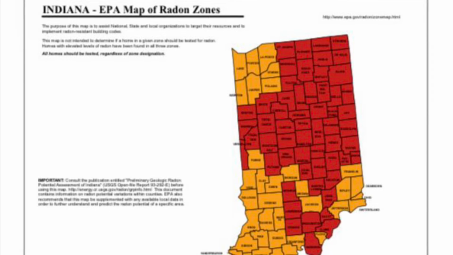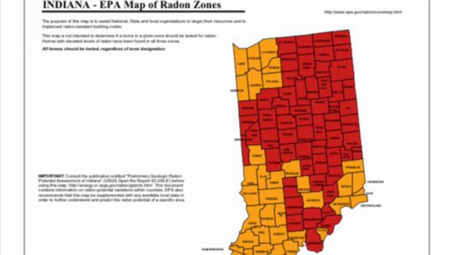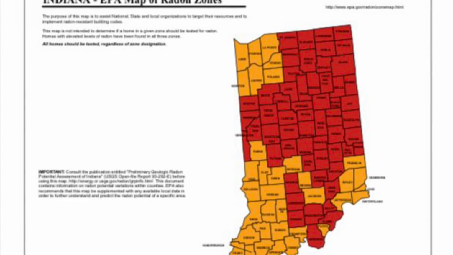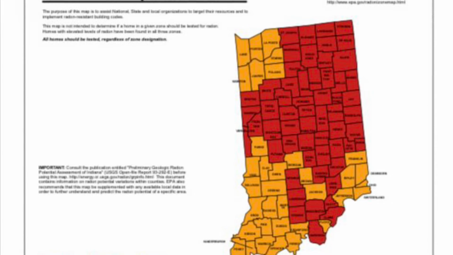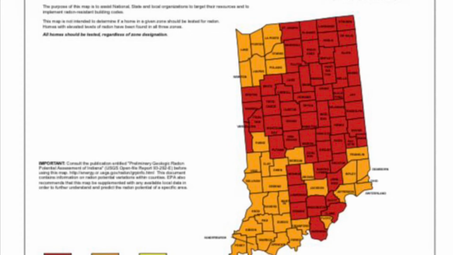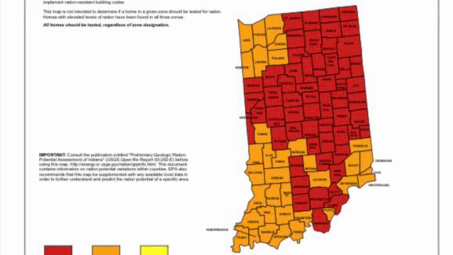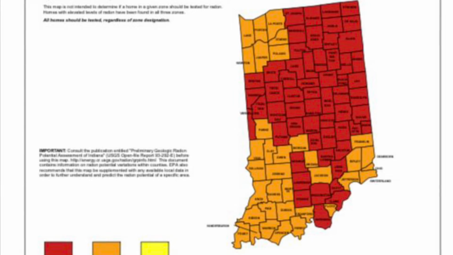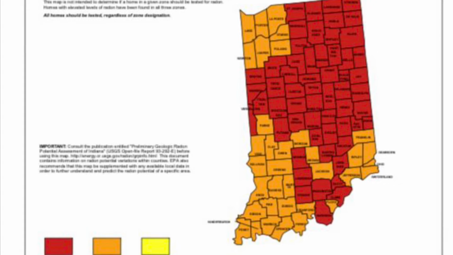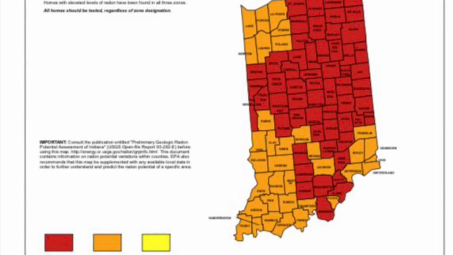Here is Indiana, and it's a surprise to me, all the red, because it does not have a lot of granite or granite gneiss rocks that I know of, but it does have a lot of dark shale and siltstone, which can contain uranium and radium and emit radon gas.